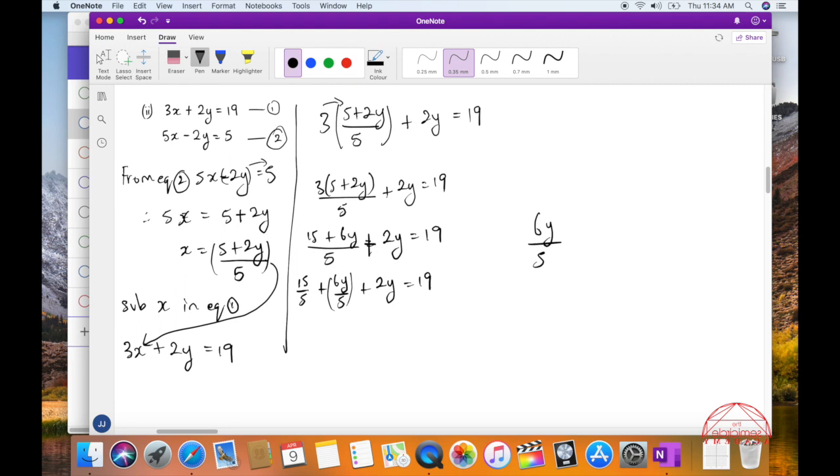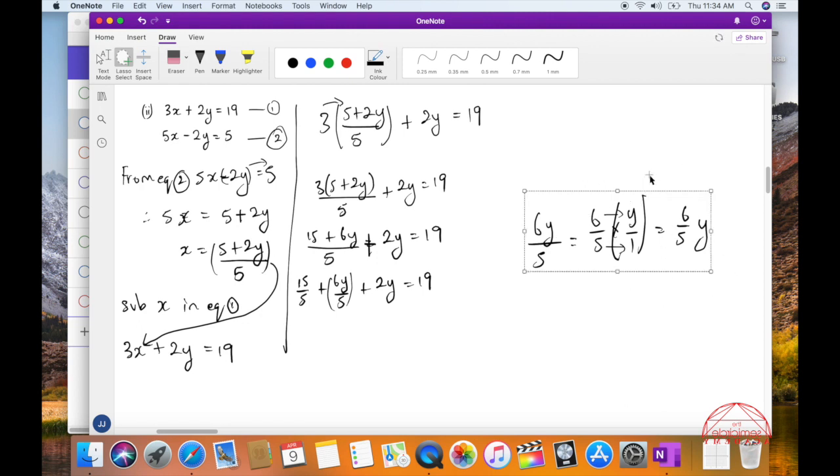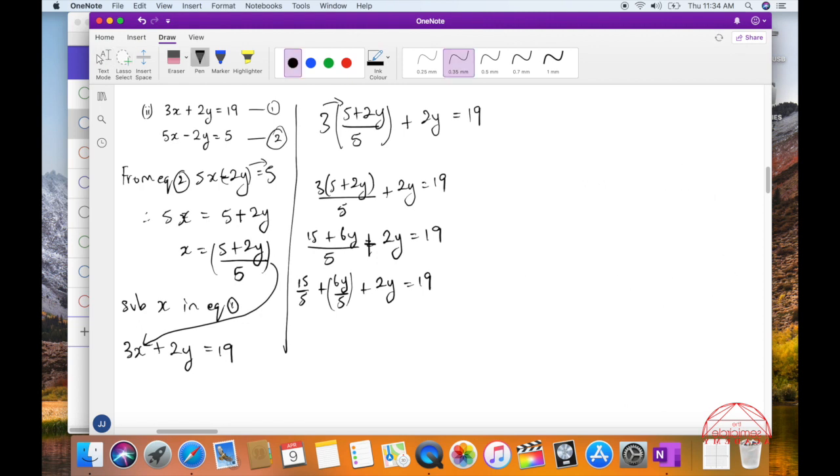We see that this 6 is being multiplied by the y. So isn't this the same as if I had 6 over 5 multiplied by y over 1, right? Where the 5 is being multiplied by the 1 and the 6 is being multiplied by the y. So that means I could pull the y outside and have 6 over 5 y. Yeah? So I could even simplify this further: 5 into 15 is 3. So that's 3 plus 6 over 5y plus 2y is equal to 19.